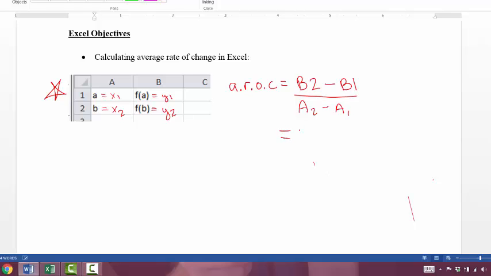Now we got to be very careful with parentheses when we actually type that in Excel. We need parentheses around the entire numerator and we need parentheses around the entire denominator. So we're going to watch out for that common error.